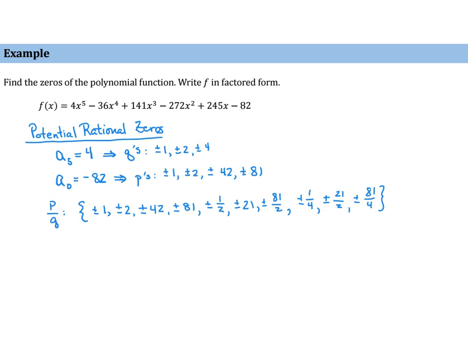So now what we can do is we can start, with synthetic division, eliminating. So let's start with 1. Hopefully it works. So we'll put in our coefficients for negative 36, always being careful to make sure that no terms are missing.